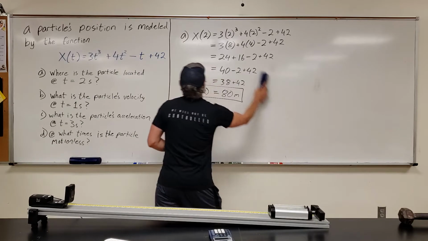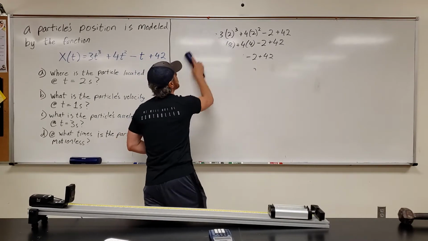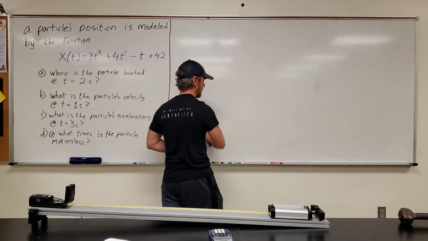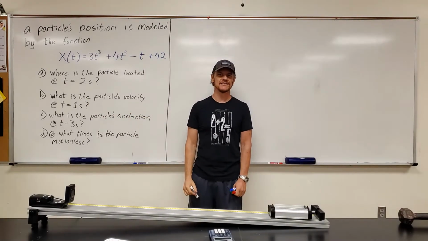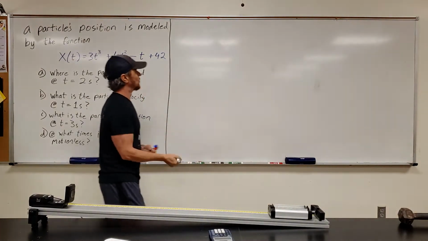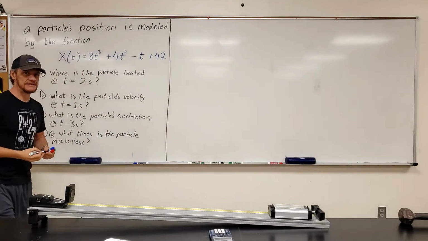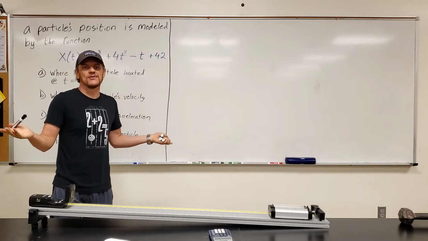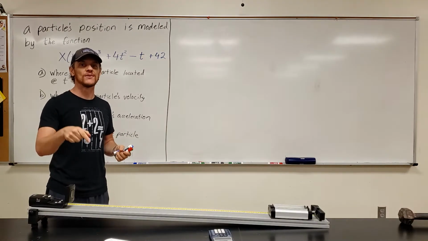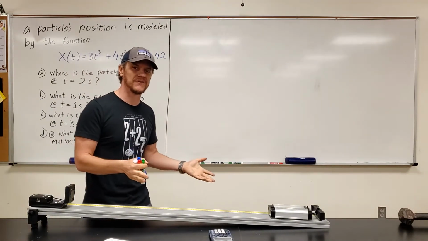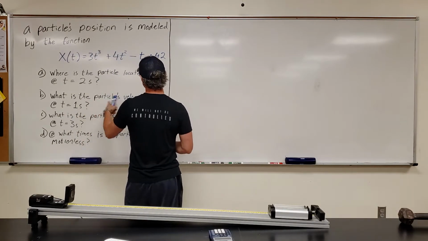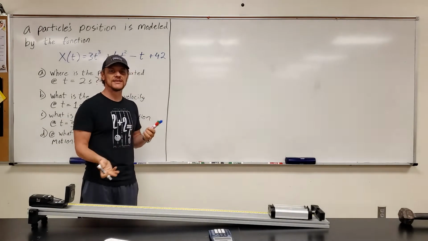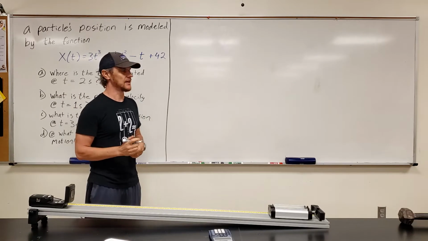All right. Number B is where we actually have to start throwing some calculus. Because number B says, what is the particle's velocity at t equals 1 second? Well, this is a position function. With the position function, I can't know the velocity unless I do the derivative. Remember, the derivative of the position function is the velocity function. So to start this problem, number B, I actually first need to determine the velocity function for this object.